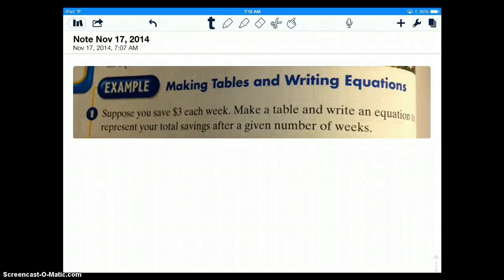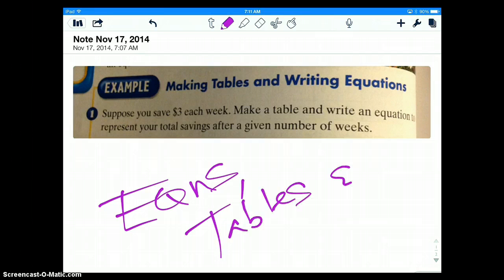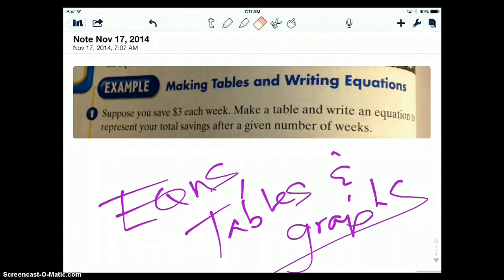All right, so the stuff we're going to work on today is dealing with equations, tables, and graphs. So we're trying to put it all together. So let's look at some situations.